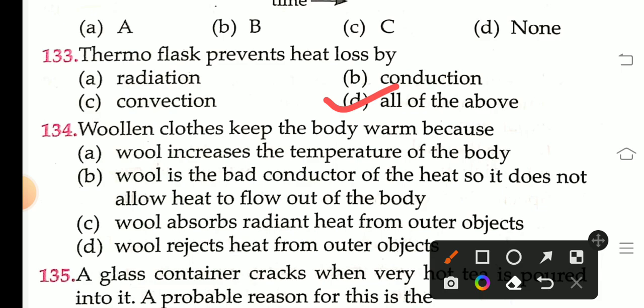Next, woolen clothes keep the body warm because. Right answer will be option B. Wool is a bad conductor of heat, so it does not allow heat to flow out of the body.